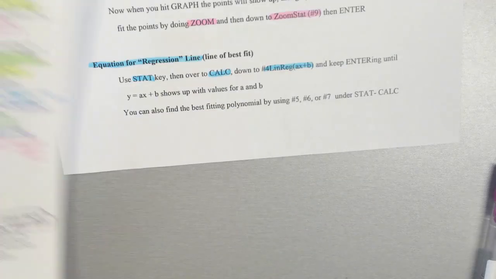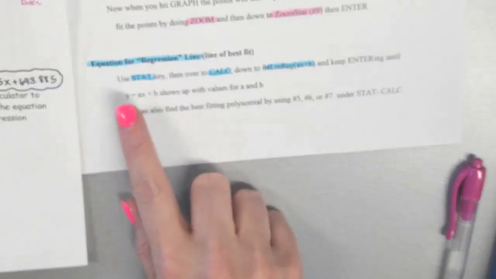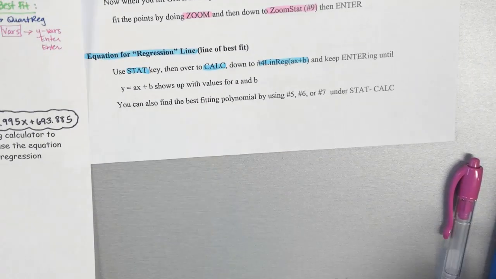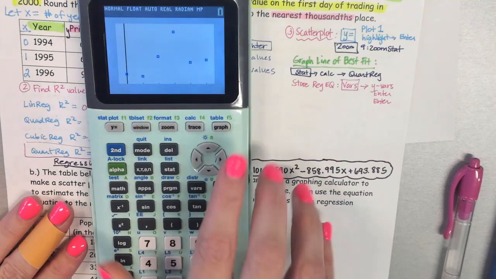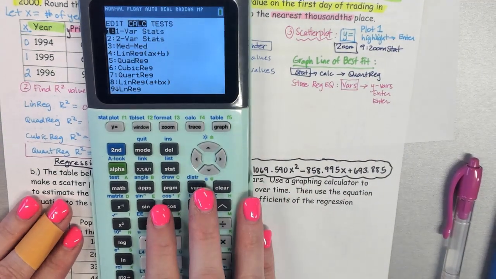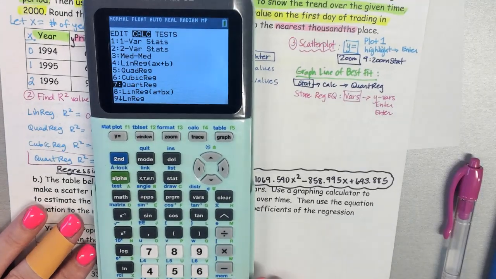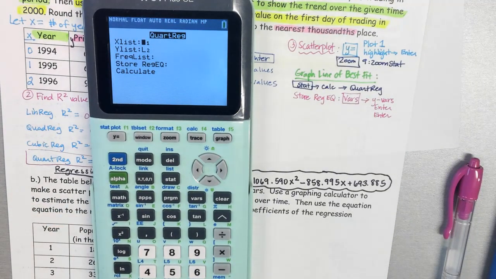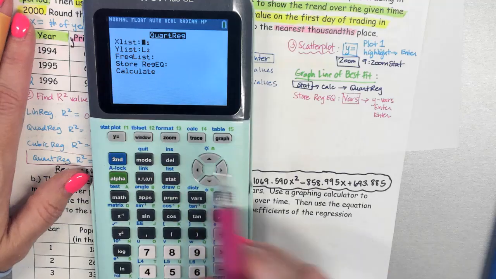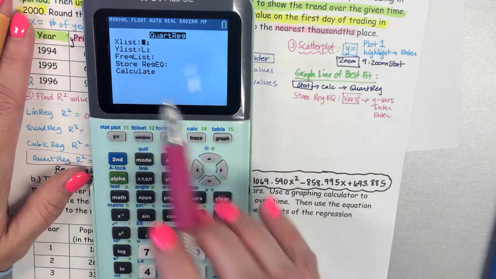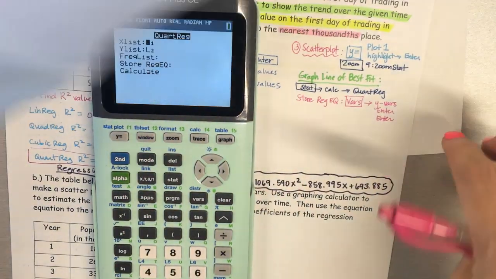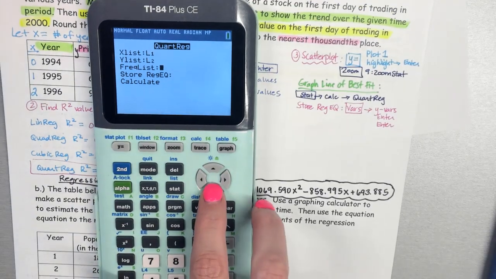All right, and then you also do have some of these in here as well that we're going to talk about. So we're going to do the stat, arrow over to calc, and then you're going to go to quad reg. Okay, so that's just like we did yesterday. Once you go to quad reg, do you see where it says store the regression equation? It says store RegEQ. I want you to arrow down there.